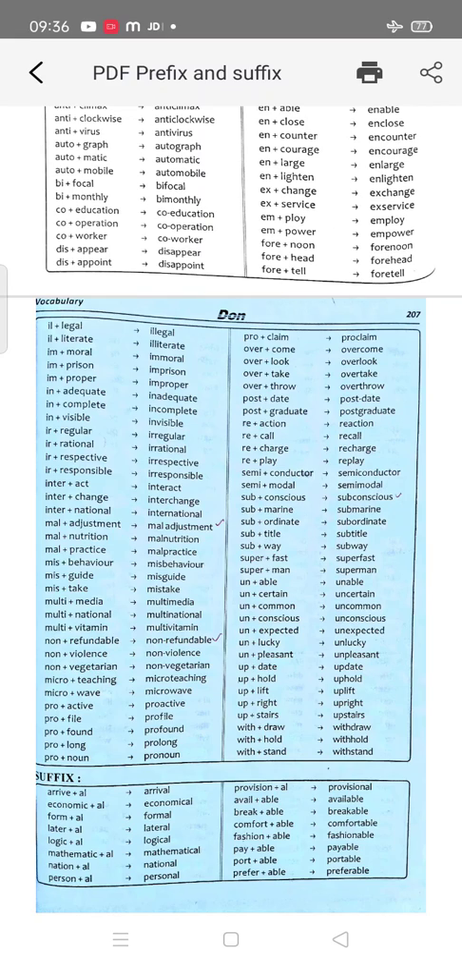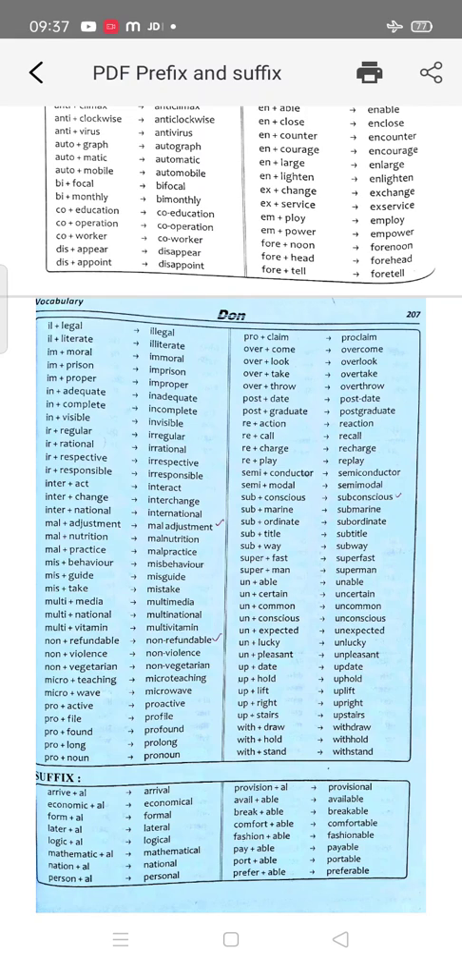When you add non to vegetation, it will become non-vegetation. Then teaching, micro teaching. Next one, wave, microwave.